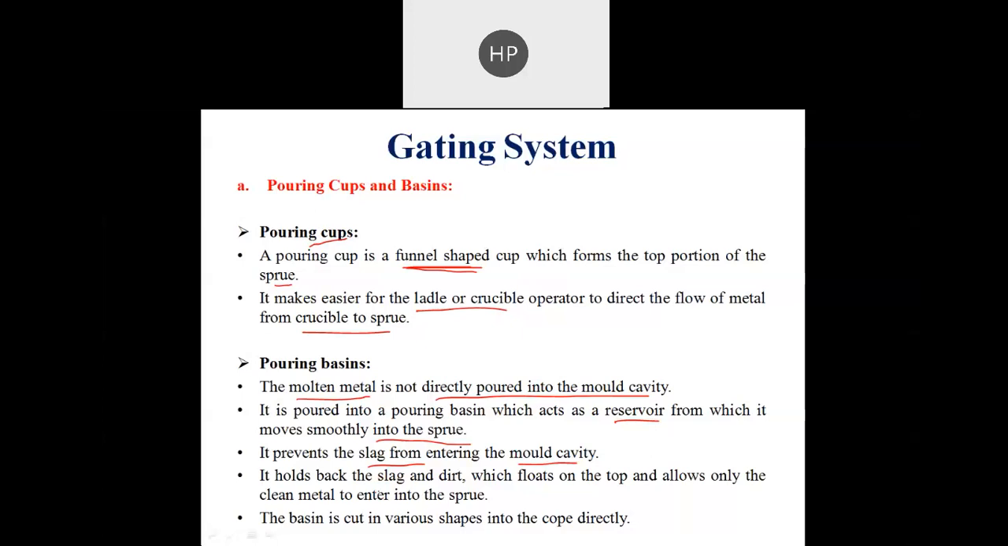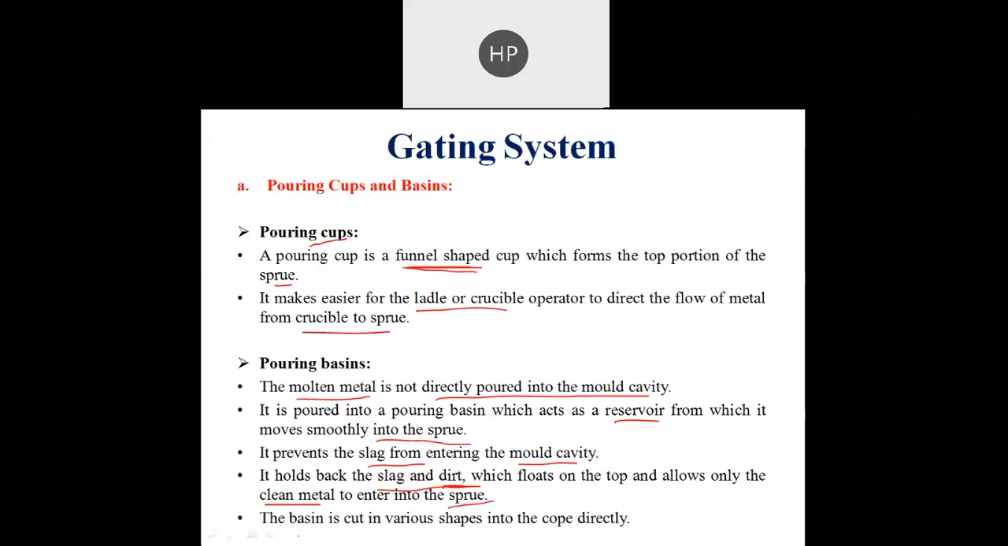It holds back the slag and dirt. Not only slag, it also prevents the dirt or foreign particles which float on the top, and allows only the clean metal to enter into the sprue.